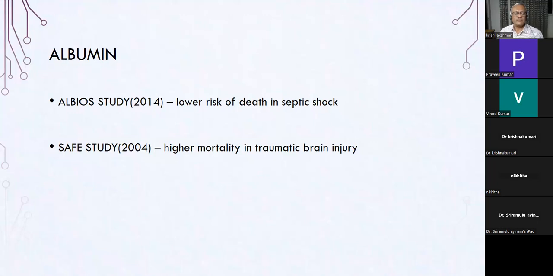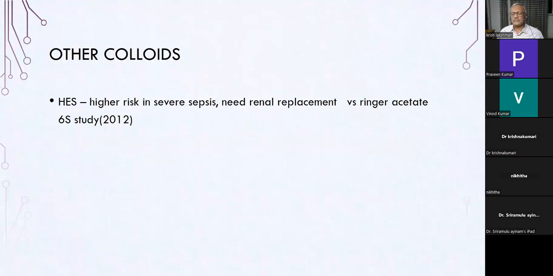All right. Go on. A study in 2012 showed that there is a higher risk in severe sepsis, and there will be need for renal replacement if we use starch. It was compared to Ringer's acetate in that study, which was the Scandinavian starch for severe sepsis and septic shock study.